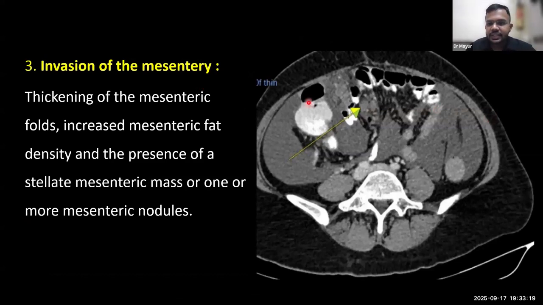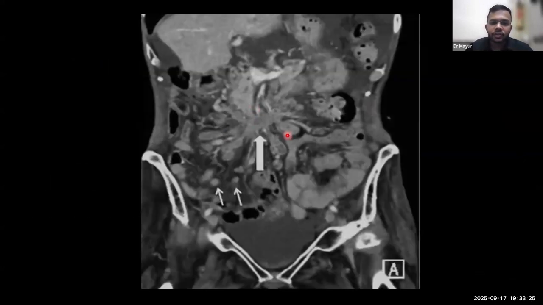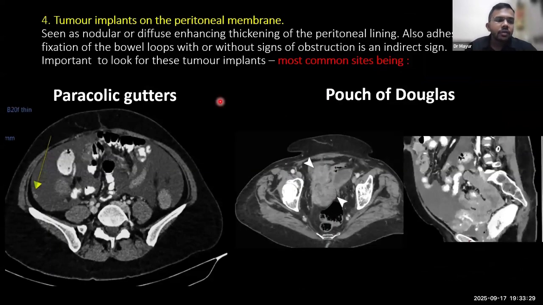Invasion of mesentery is seen in this case as a few nodules along the mesenteric folds, or there can be diffuse thickening of the mesenteric folds. Demonstrating the tumor implants over parietal peritoneum, the most common sites are the subdiaphragmatic region, paracolic gutters, and pouch of Douglas. We can see small deposits here in bilateral paracolic gutters, and moderate sized deposits are seen in pouch of Douglas.